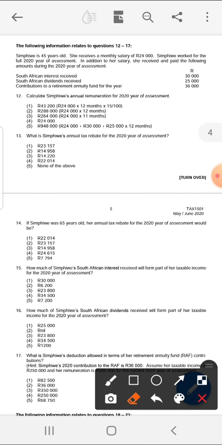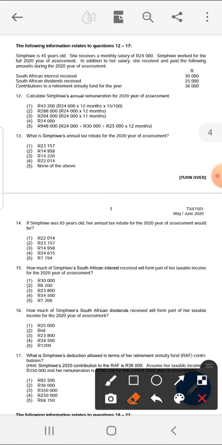It's fine. But whenever you're reading information on the question in the exam, you need to highlight the important keywords. Like here, Simpiwe is 45 years old. You need to highlight 45 years old. She received a monthly salary. You need to highlight the monthly salary of 24,000. Simpiwe worked for the full year of assessment, meaning she worked for 12 months.